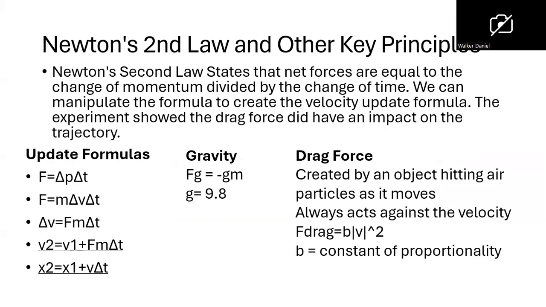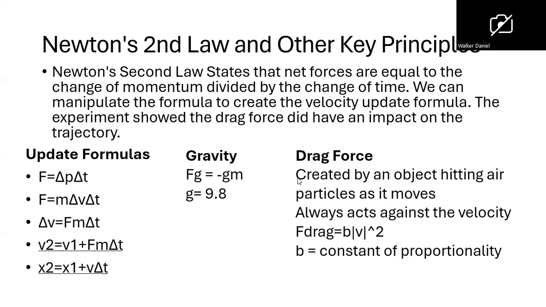Newton's second law states that the net force is equal to the change of momentum divided by the change of time. We can manipulate the formula to create the velocity update formula and the position update formula, as seen at the bottom left here. The first equation is the velocity update, the first underlined one, and the second one is the position. Another key force is gravity, which will be negative g m, where g equals 9.8, and that is acting in the y direction.